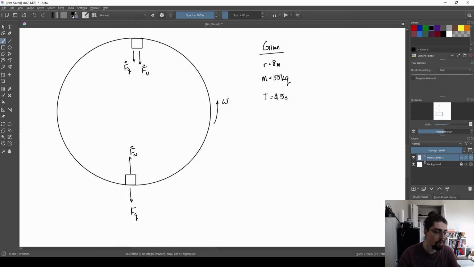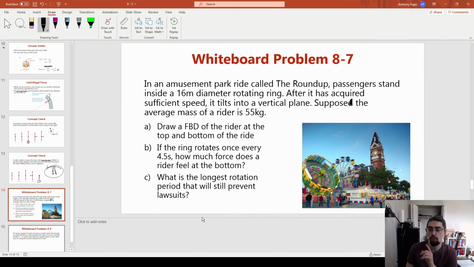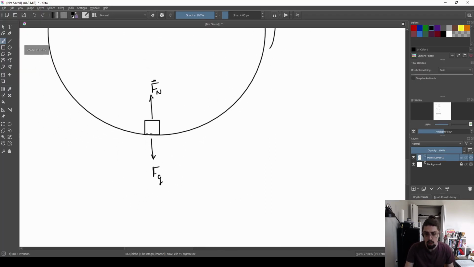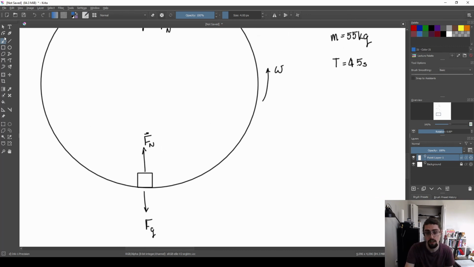Okay, so I need to figure out first, how much force does the rider feel at the bottom? That is, what is the normal force the rider experiences at the very bottom of the ride? So let's zoom in on that part real quick. We've got a normal force pointing up, we've got gravitational force pointing down, but we know that there must be a centripetal force pointing towards the center like this. That is the net force that we have to actually stay in the circle. If we have anything other than that, again, something is very wrong.